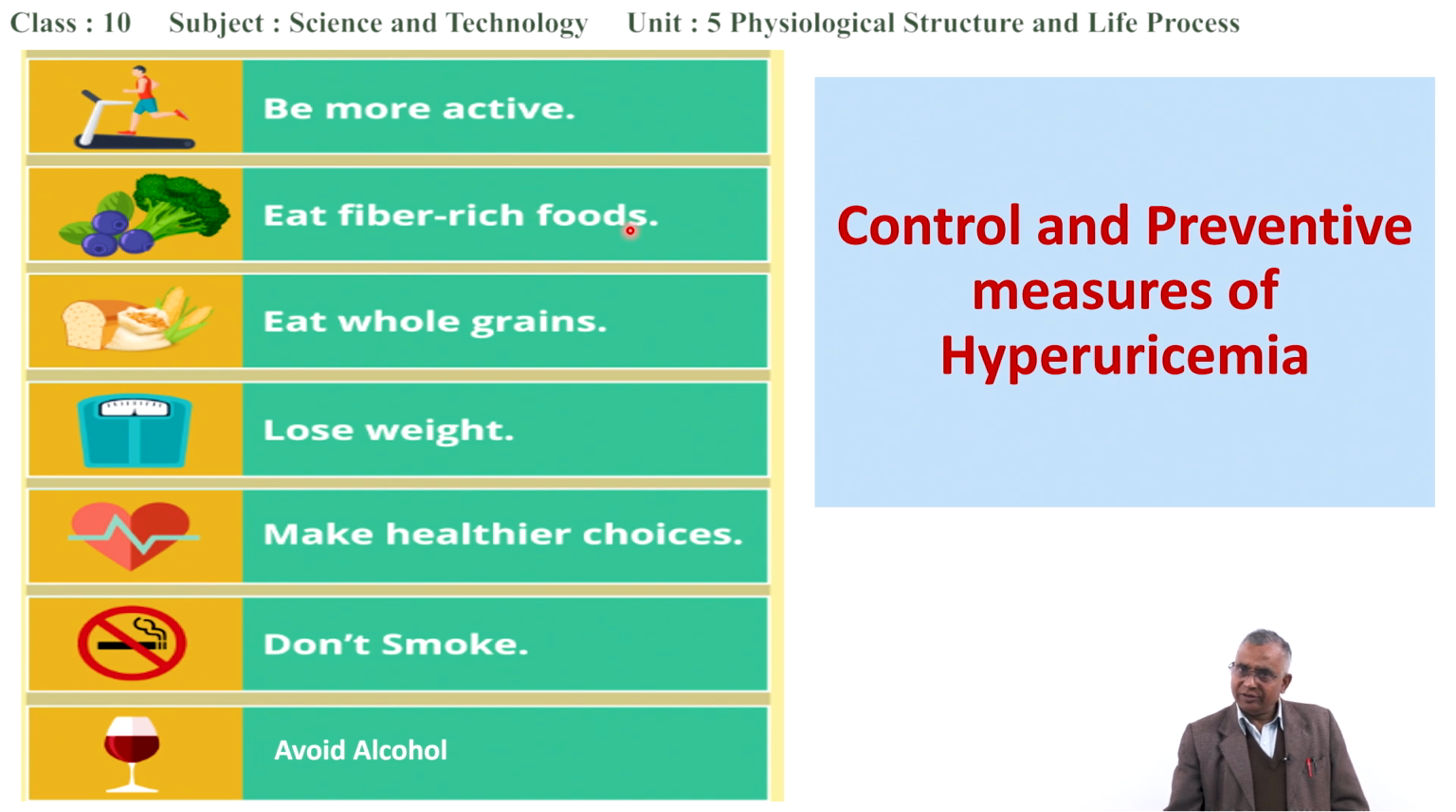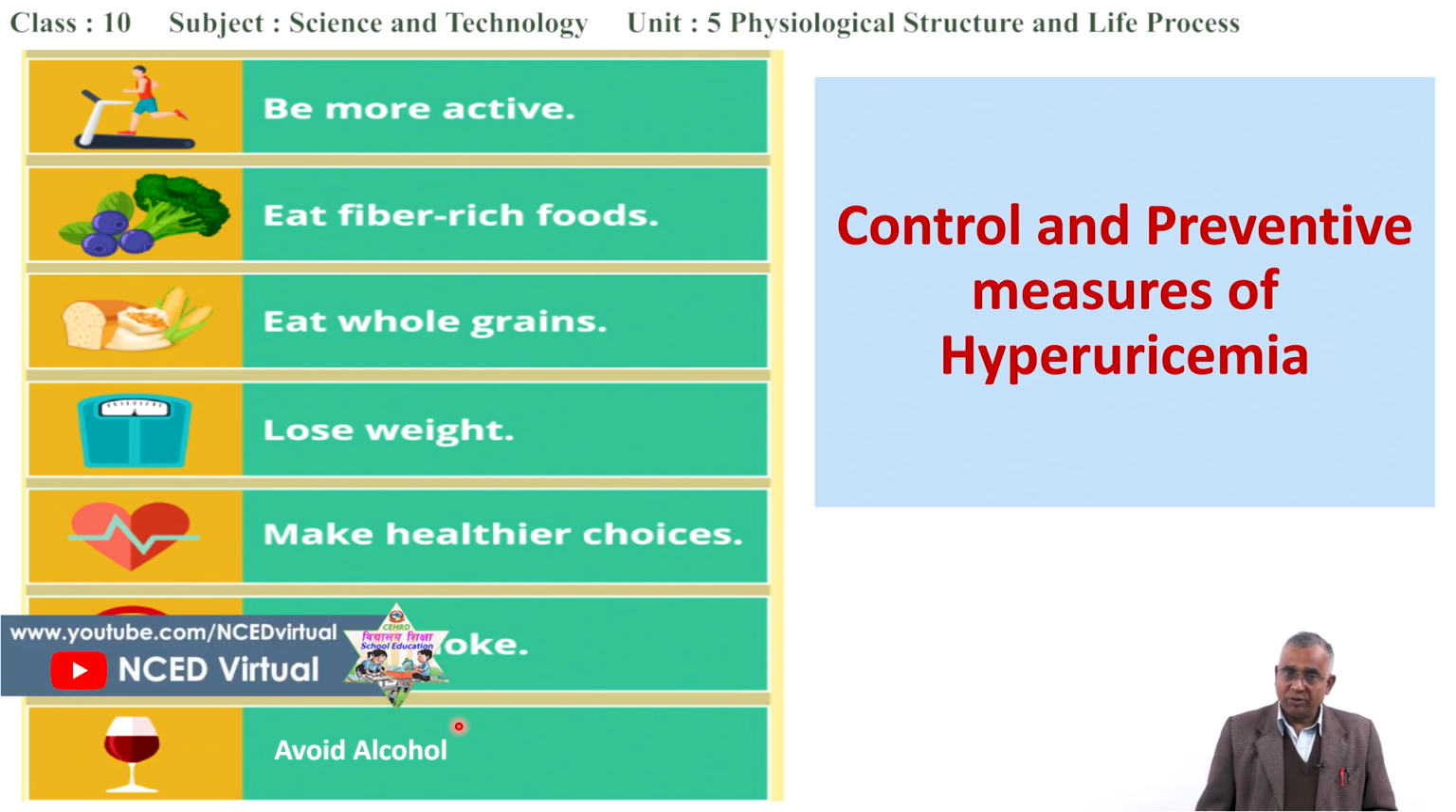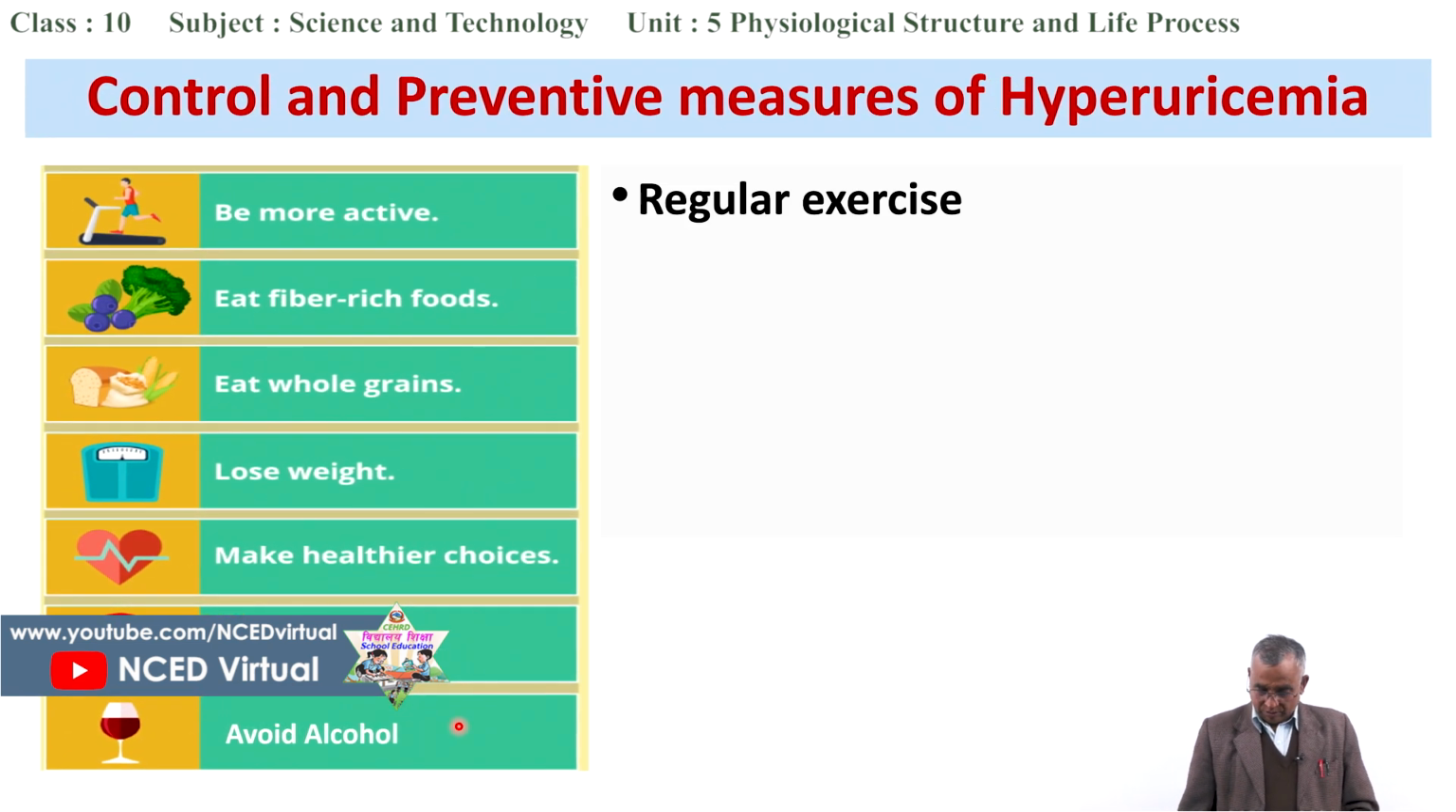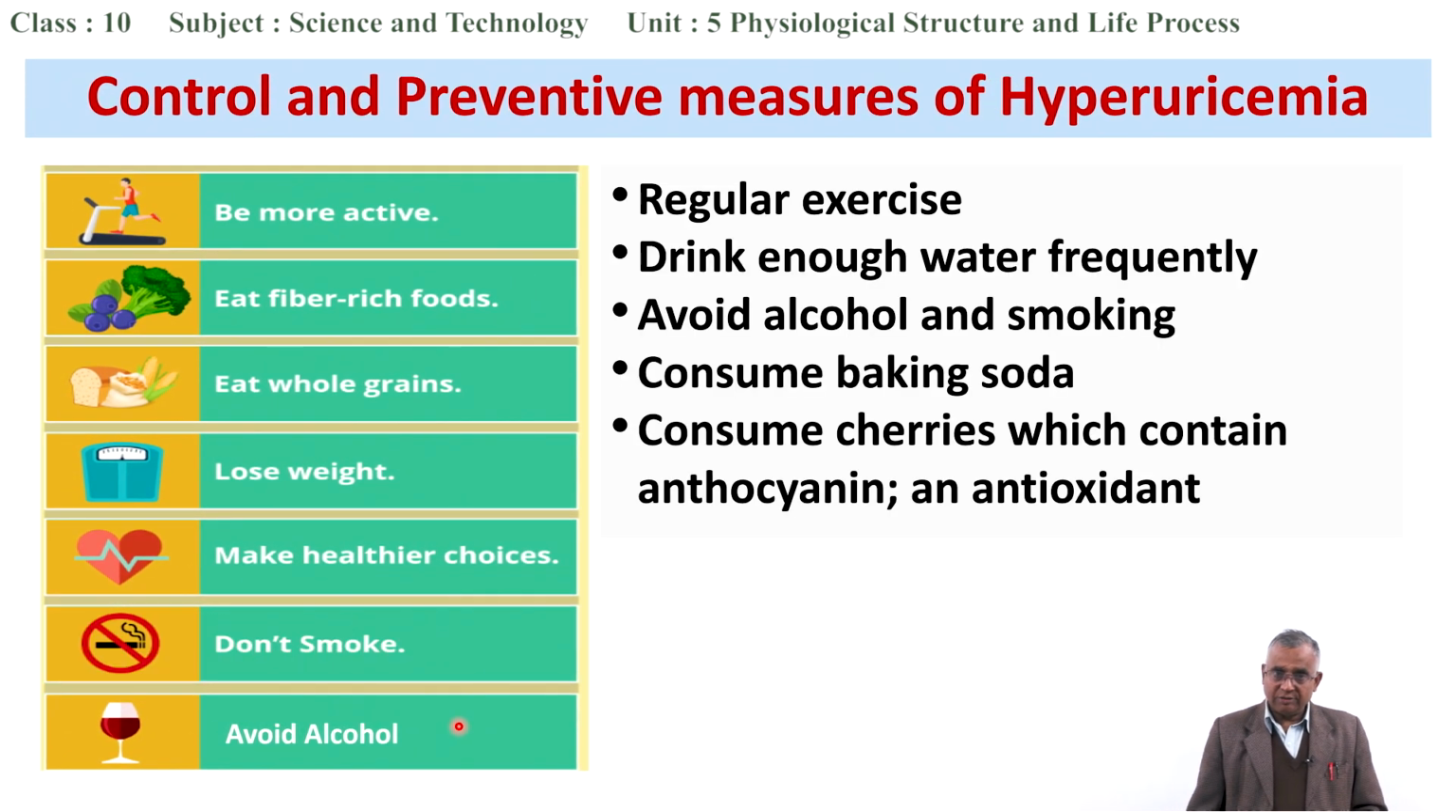Eat fiber rich food. Eat whole grains, not fine flour, maida, that should not be used. Lose weight. Make healthier choices in food and in activities. Don't smoke and avoid alcohol. If we do these things, then we can prevent and control hyperuricemia. It is listed here, you can read it.